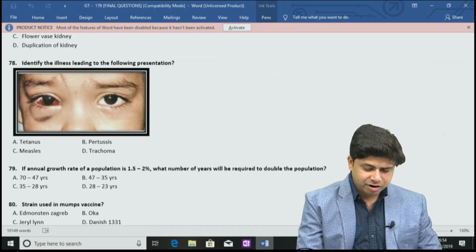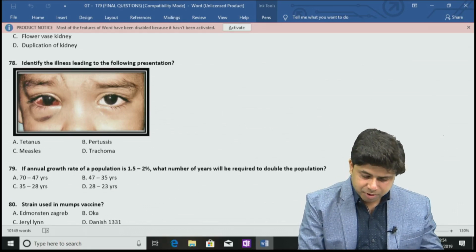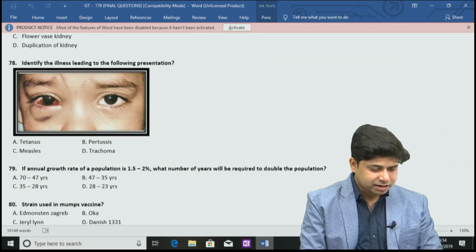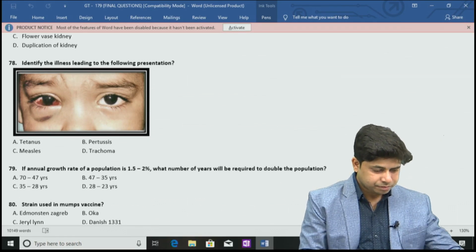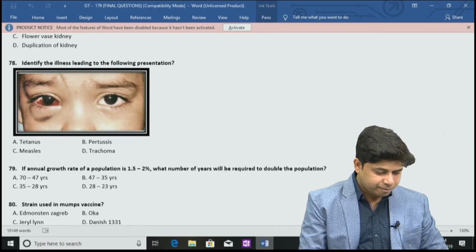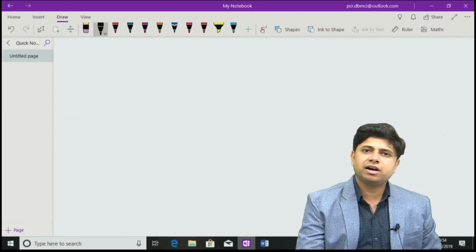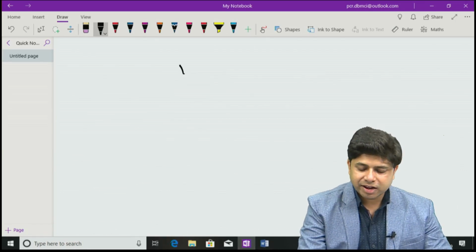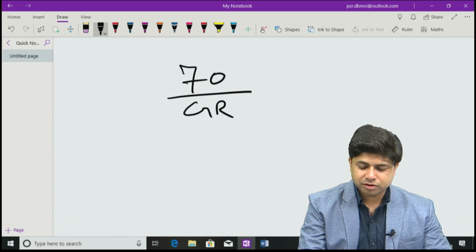Question number 79. If the annual growth rate of a population is 1.5 to 2%, what number of years will be required to double the population? This is actually a very good question. These kinds of questions you can easily solve with a trick, by just dividing 70 by the growth rate. So what is the growth rate here?